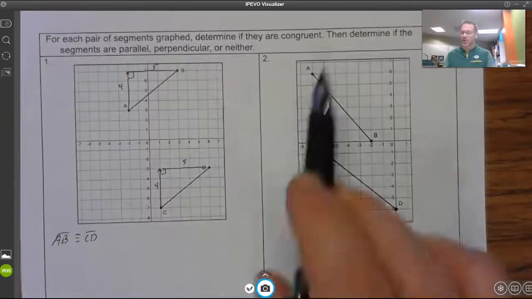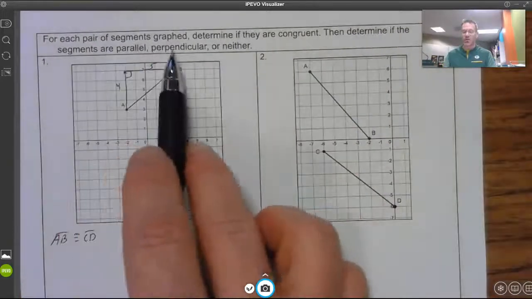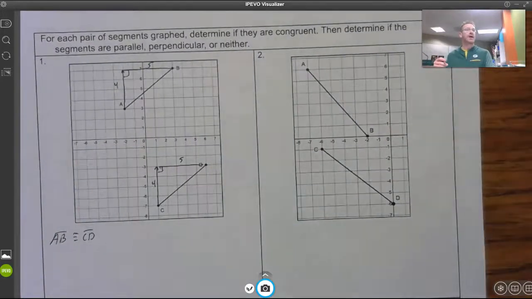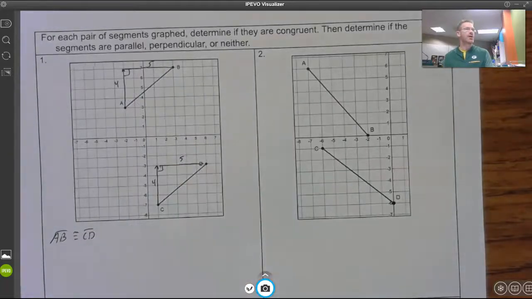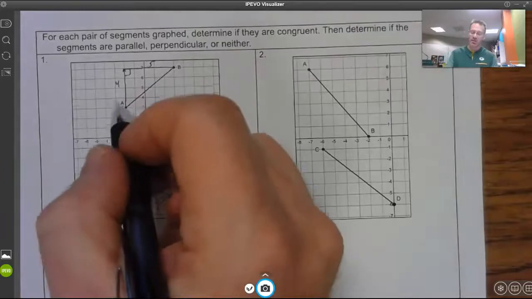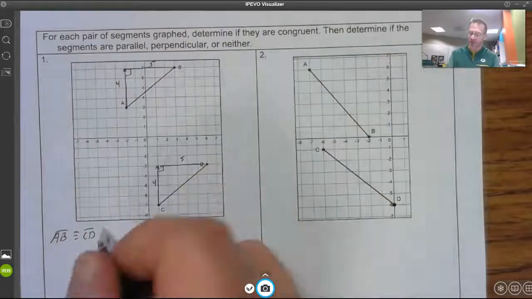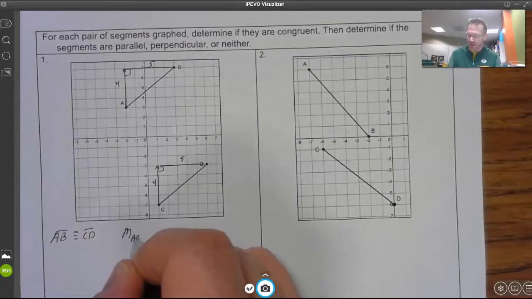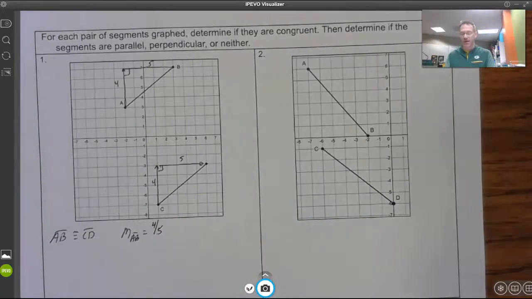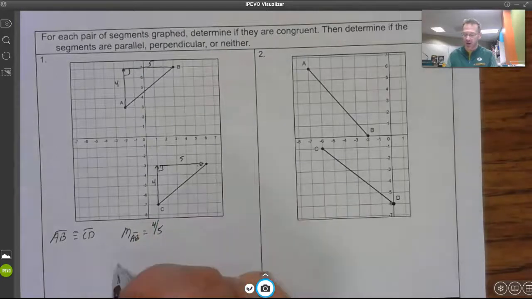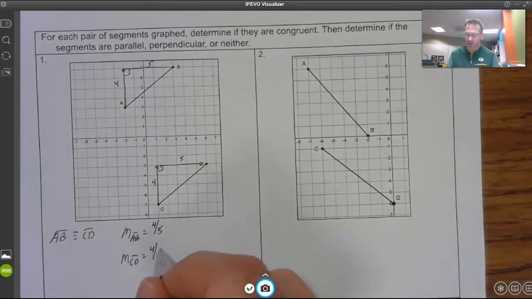Now, notice, then determine if the segments are parallel, perpendicular, or neither. So now what I need to do is find the slope of both segments. And notice this really helps me because once I draw my triangle, I really have my rise and my run to look at. Because notice my rise here is 4, my run is 5, so the slope of segment AB is 4 over 5. And then I can come down here. Here's my rise, here's my run, and so the slope of CD is also 4 over 5.